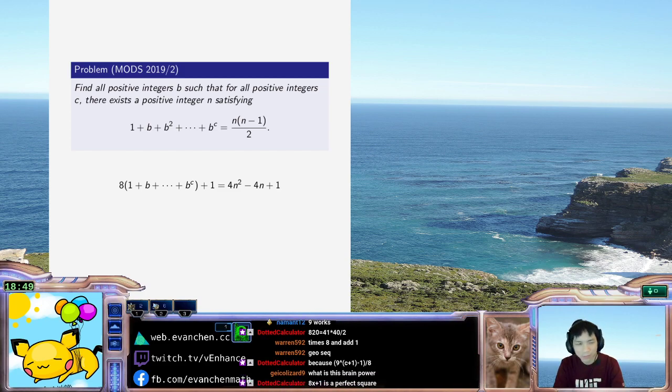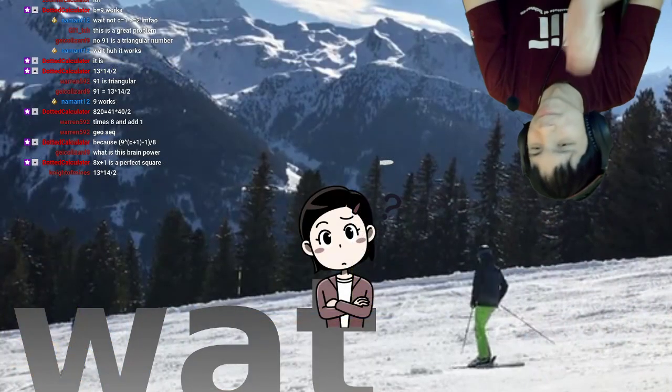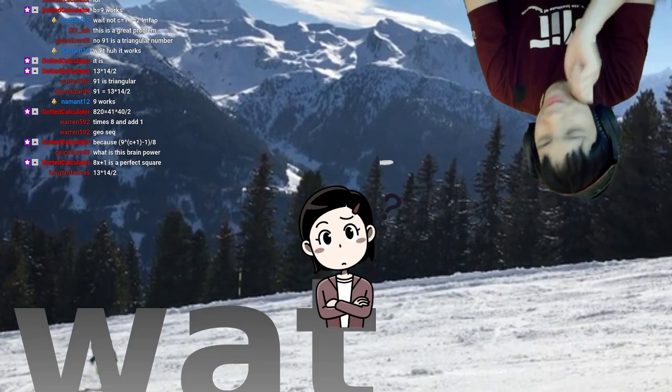Wait, 9 to the c plus 1. Wait, 9 works? No, wait, is 91 a... It is a triangular number. Okay. Wow, now I feel stupid. 91 is a triangular number. Yeah, that is correct. Okay.